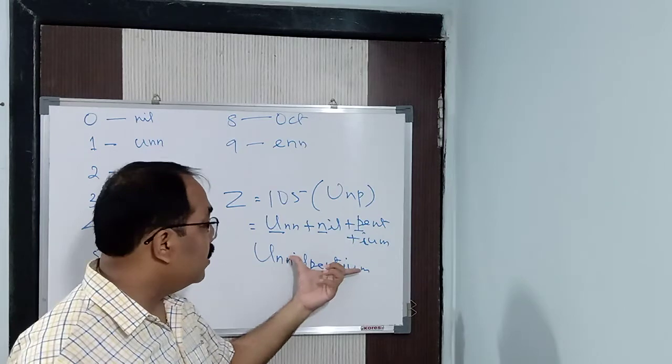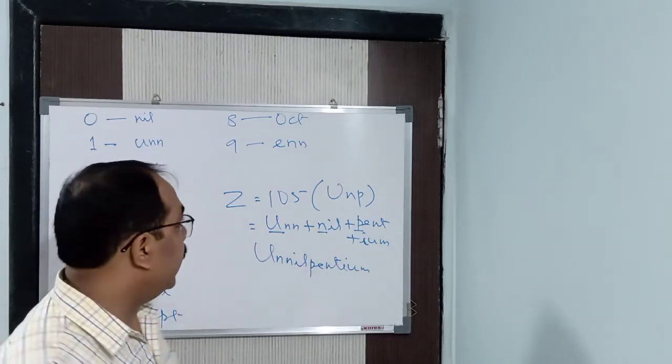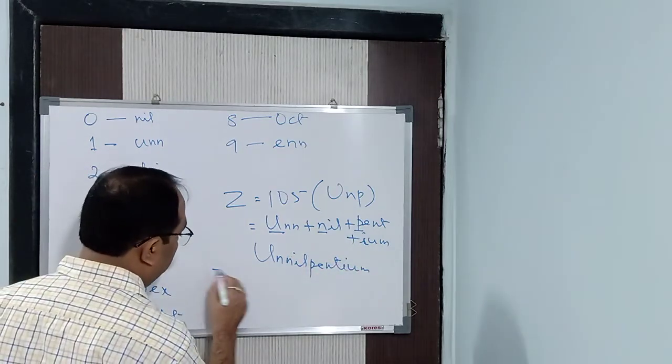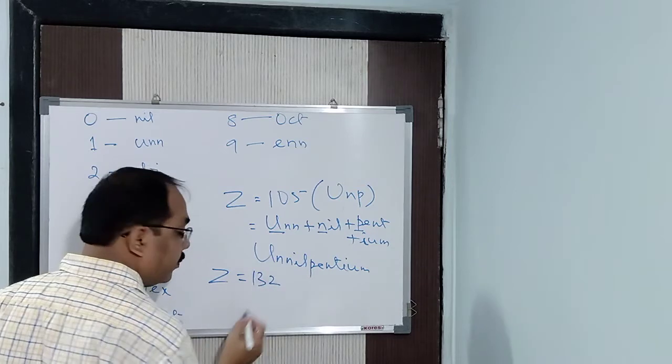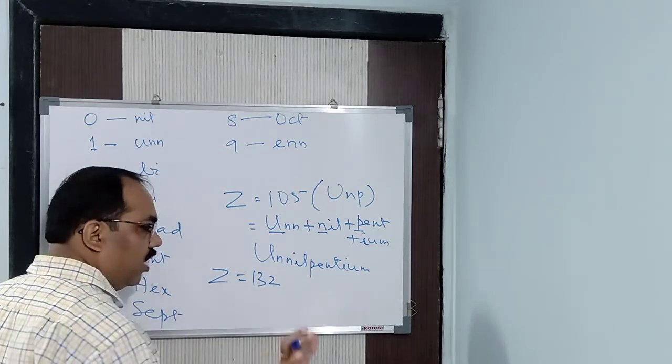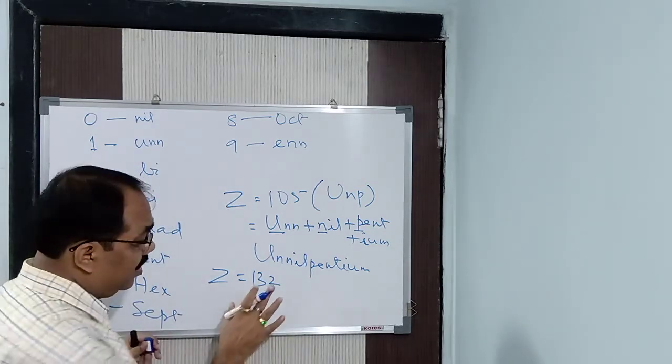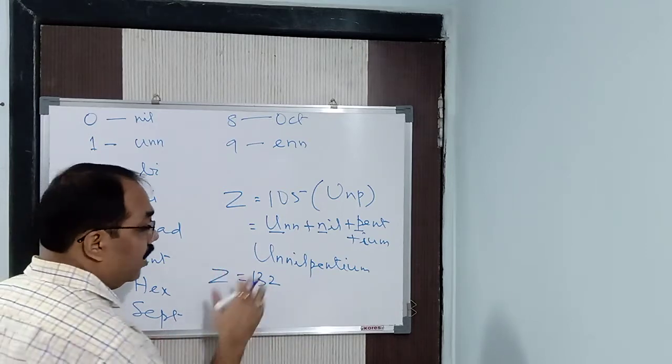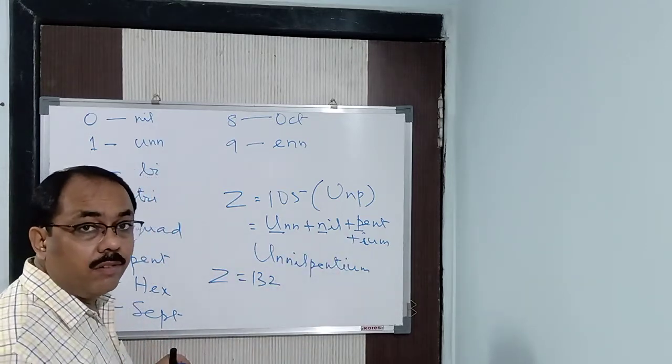The name is Un-tri-bium. Suppose an element is there whose atomic number is 132. Let us see, a total of 118 is there, isn't it? I am just saying, it is a hypothetical case. Let us say element 132 is discovered.